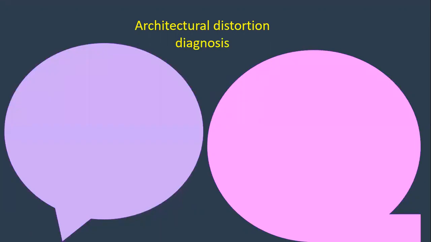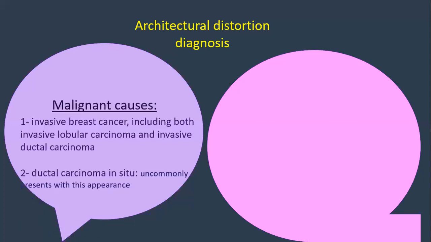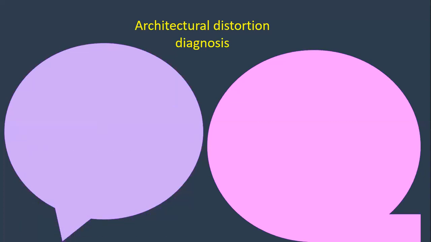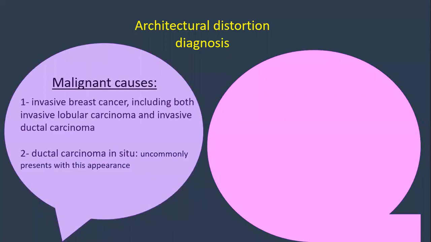Okay, when we go for benign and malignant, what are the malignant causes? Like invasive ductal carcinoma and invasive lobular carcinoma, and rarely ductal carcinoma in situ. Excellent. Okay, the invasive cancer, either the commonest invasive ductal, and then invasive lobular or mixed ductal and lobular. These are the more common. Uncommon is the DCIS, uncommonly presenting with this appearance of architectural distortion. What about the benign causes?